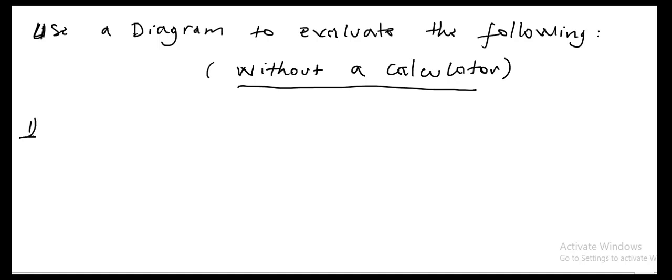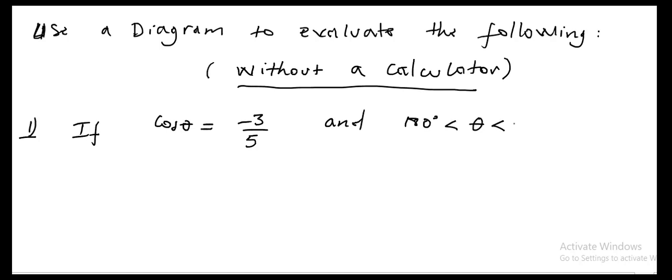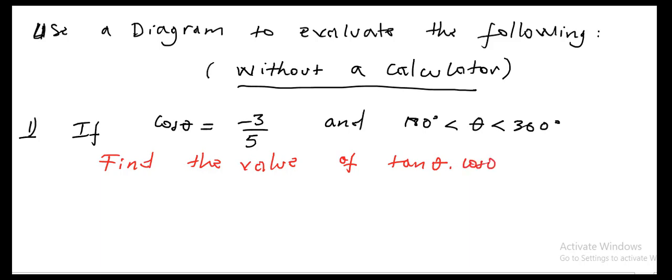The question is: if cos theta equals -3/5, and theta is between 180 and 360 degrees, find the value of tangent theta times cos theta. This is what we are looking for exactly here.